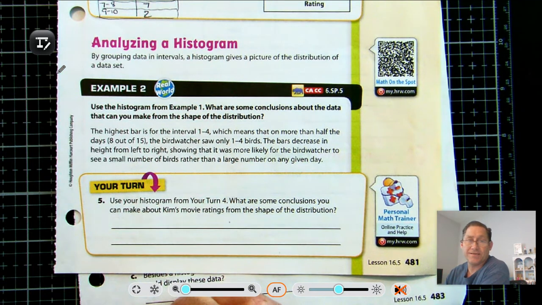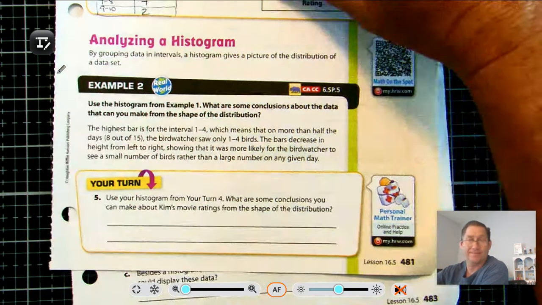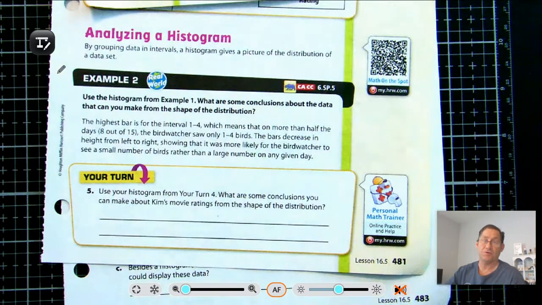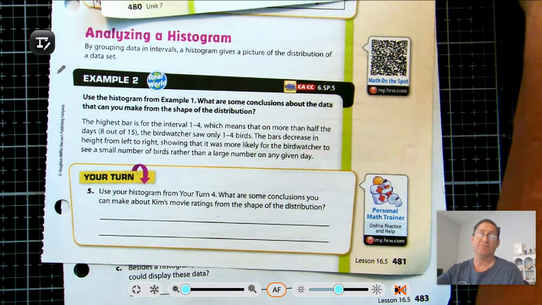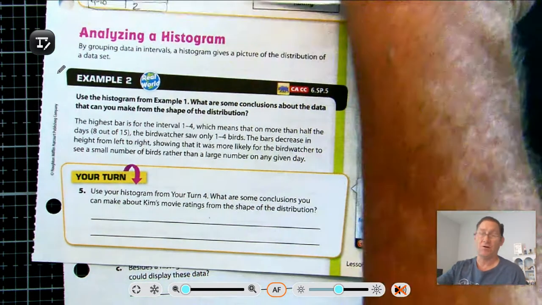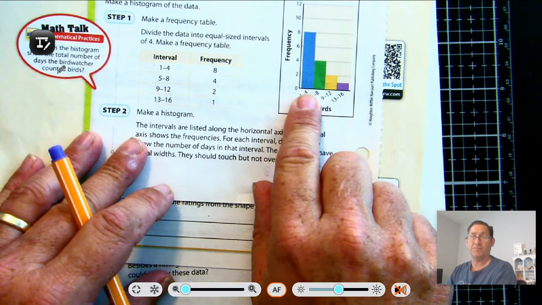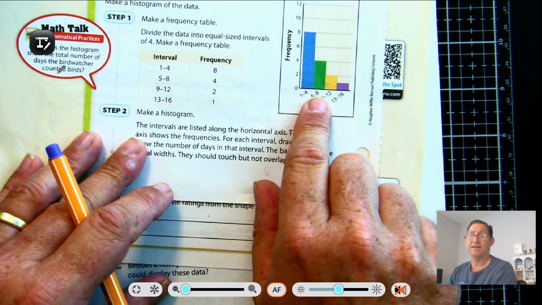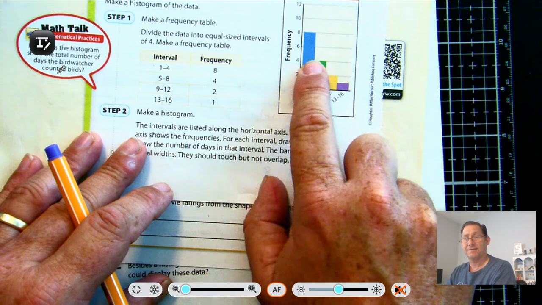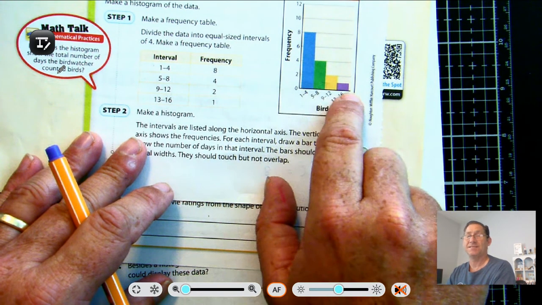The bars decrease in height from left to right. And that would show that it's more likely for the birdwatcher to see a small number of birds rather than a large number of birds. Okay, so as the number of birds increases, the number of times he sees them decreases.